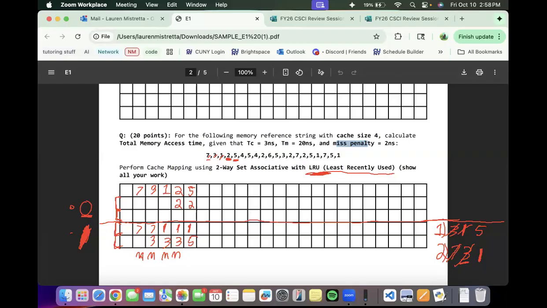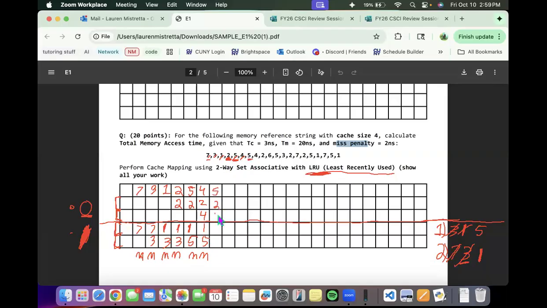Okay. Next, I have 4, right? 4 is even. And there's still a spot in my even set that I can use. So this is no change to my, no collisions, right? It still is a miss, right? There wasn't a 4 there before, but now there is. So that gets taken out. Next, I have a 5.